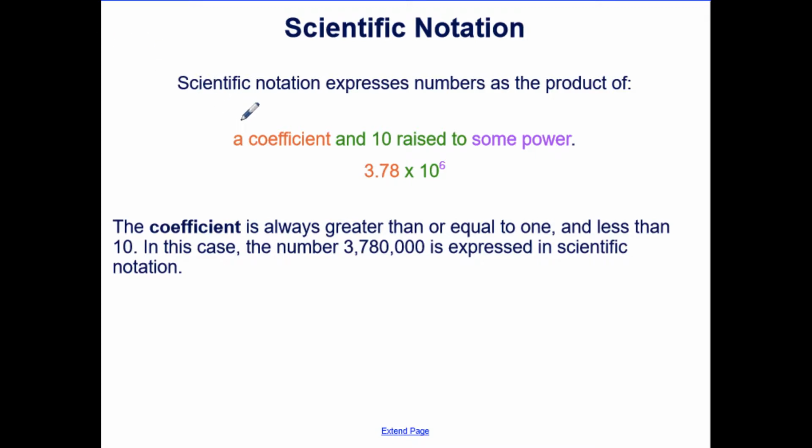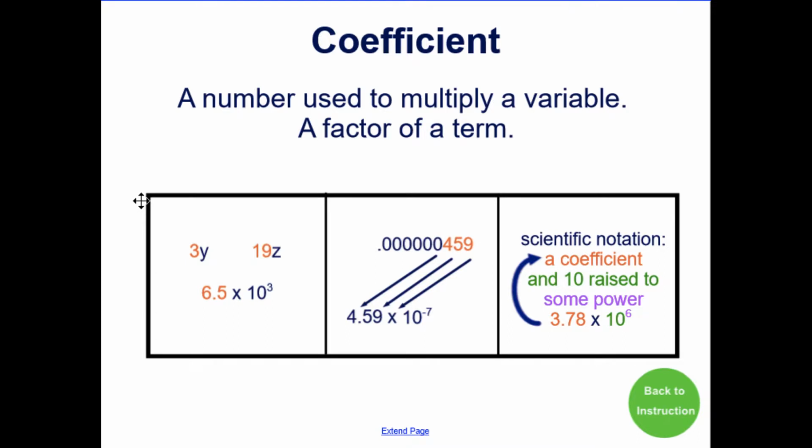Scientific notation expresses numbers as the product of a coefficient and 10 raised to some power. That's the key, and that's the format. So here we have a coefficient. Now remember, a coefficient is a number used to multiply a variable and is a factor of a term. It's always written all the way to the left of a variable or before a base in scientific notation, as we see the format here.